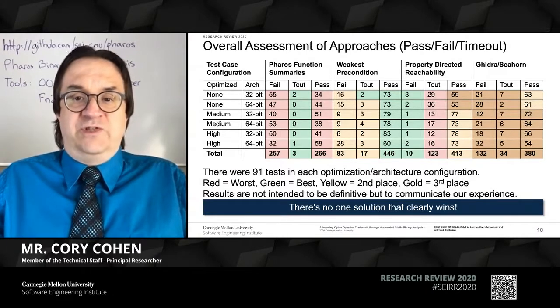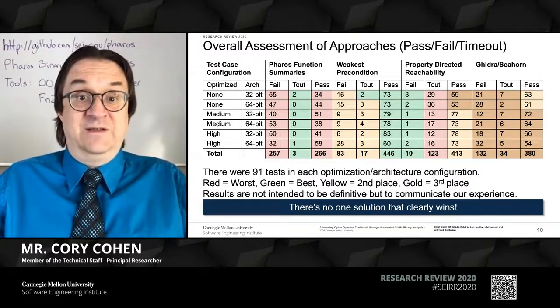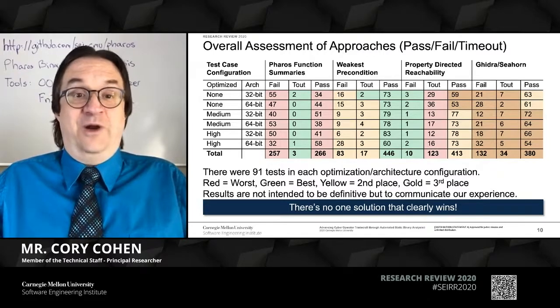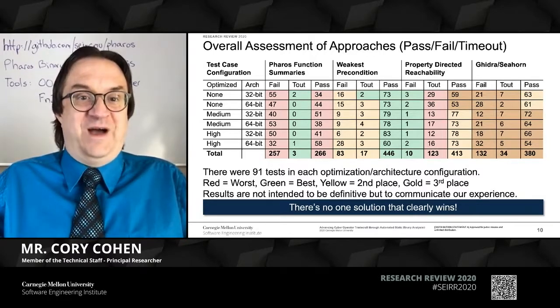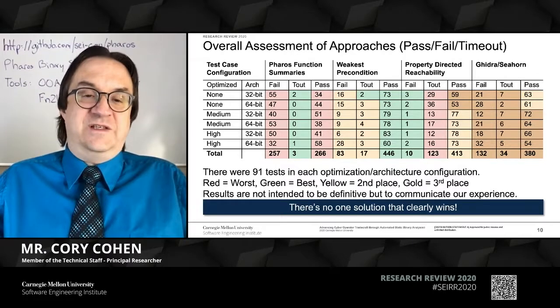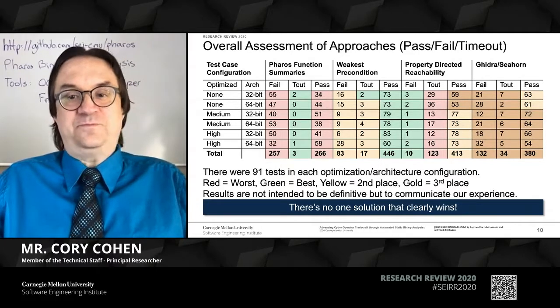The Pharos function summary had the most failures and the fewest passing tests, which means it really, frankly, did kind of badly. But it also came in first on the number of timeouts, having the fewest timeouts of any of the approaches. So this reinforces our idea that it's the least accurate and yet the highest performing approach.